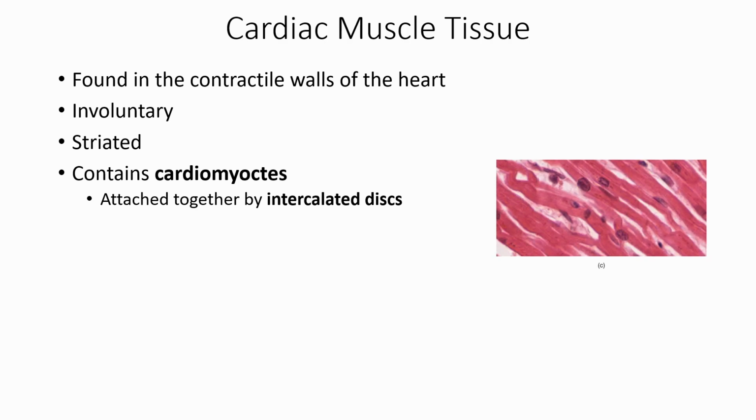Cardiac muscle. Cardiac muscle is found in one place and one place only. It is found in your heart, hence the name cardiac muscle. So we find this in the parts of the heart that actually contract so that you have a heartbeat. This is involuntary, right? You don't have to think about it. And that's a good thing, right?